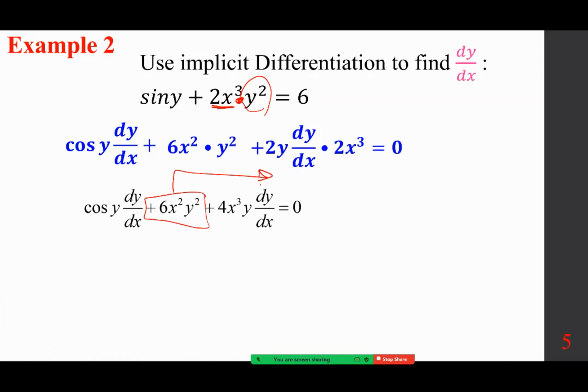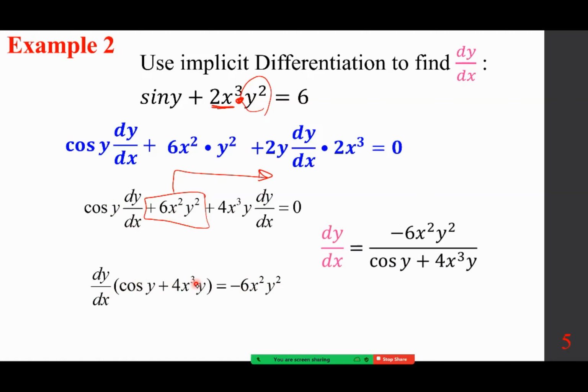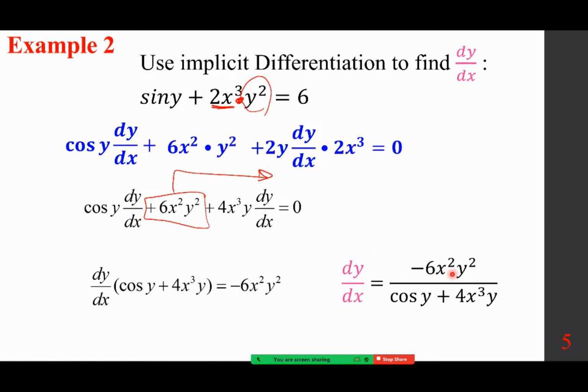And on the left side, we factor out the dy dx, which gives us cosine y plus 4x cubed y. So these two pieces, we factor out dy dx, and this piece moves, becomes negative. So dy dx or y prime is the right side divided by the parentheses. Dy dx is the right side minus 6x squared y squared over the parentheses, which is cosine y plus 4x cubed y.